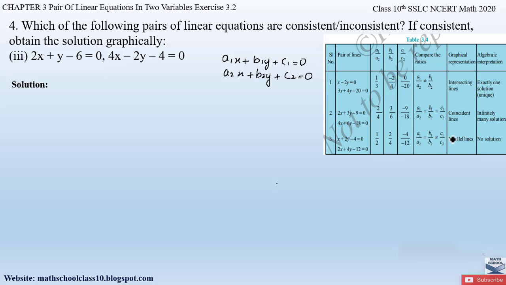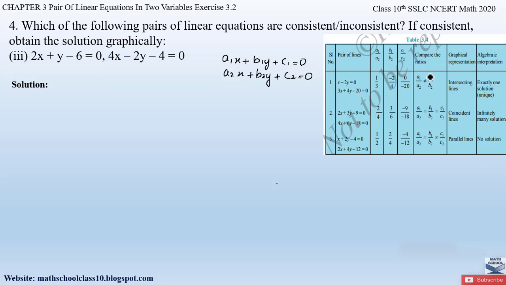intersecting, coincident or parallel. If the lines are intersecting, then we obtain a unique solution, and since we obtain a solution here, the lines are consistent. Similarly, when the lines are coincident, we get an infinite number of solutions, and therefore again the given pair of linear equations will be consistent since we are obtaining a solution here. And when the lines are parallel, there will be no solution since the lines are not intersecting at any point. Therefore, we can say that here the given pair of linear equations will be inconsistent.